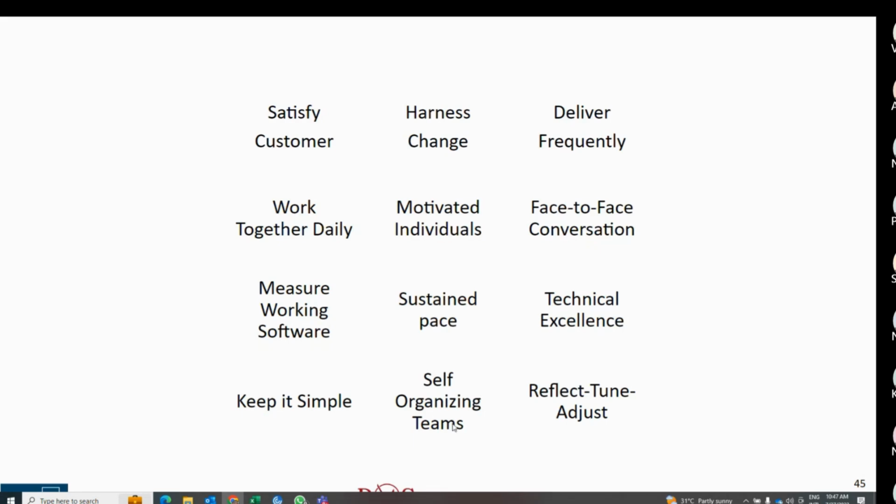Self-organizing team. Here they are talking about how, in the agile setup, there is nothing called project manager. There is a line manager. Line manager is different, project manager is different. In many of your teams, there is no role called product manager. There are roles such as Scrum Master and product owner, and remember, they are not your project manager.